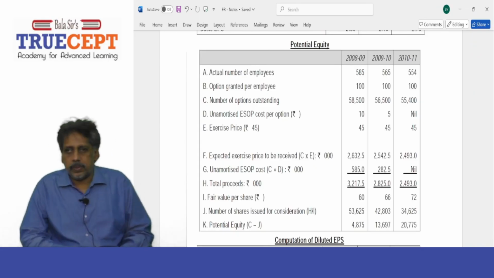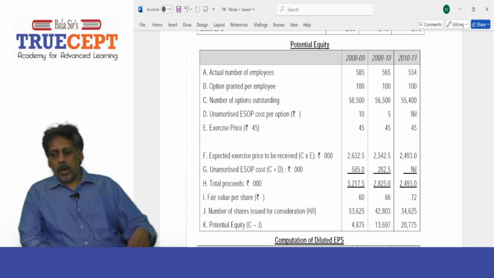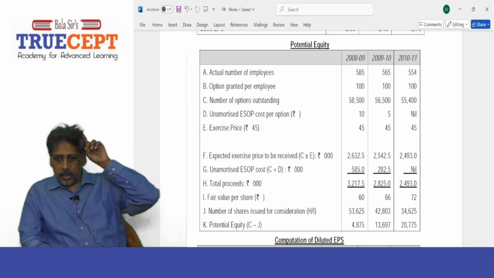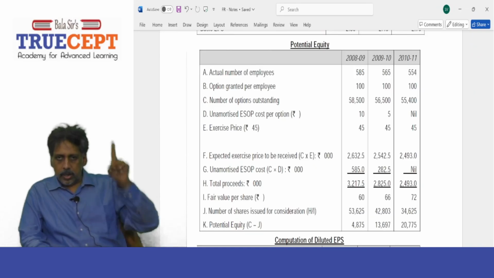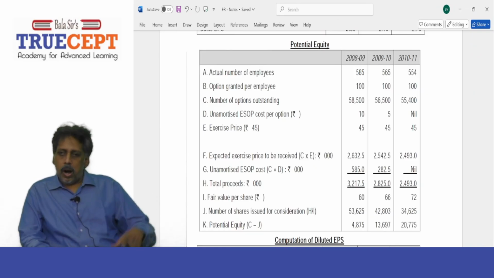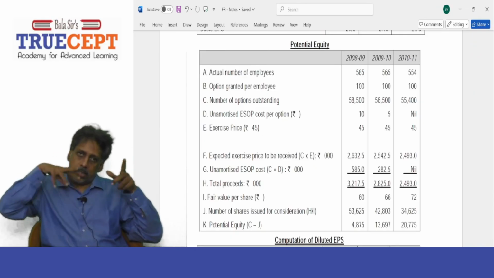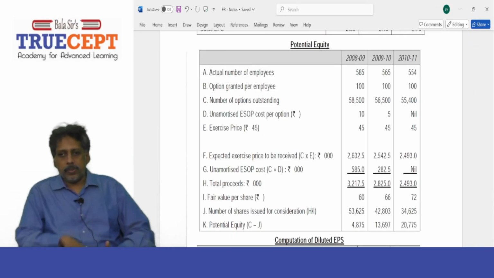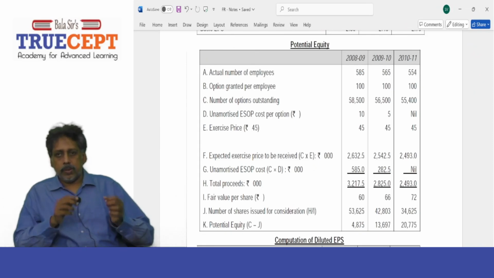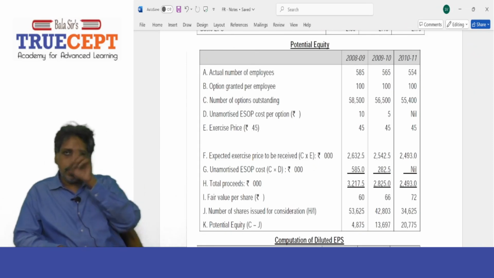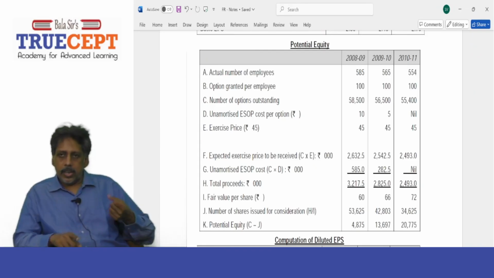How do you calculate? You would have done this concept in Ind AS 33 anyway relating to share options. But how do you use that knowledge when it comes to ESOPs, that is, employee stock option plans? Now refer to the table 2008-09, 2009-10 and 2010-11. What is the first line?